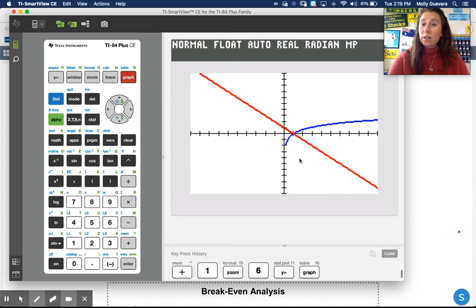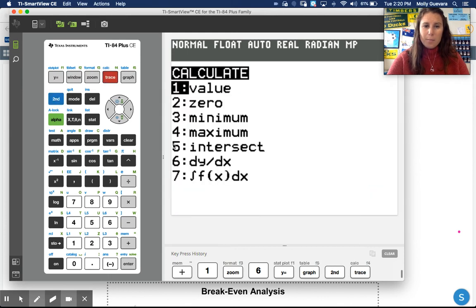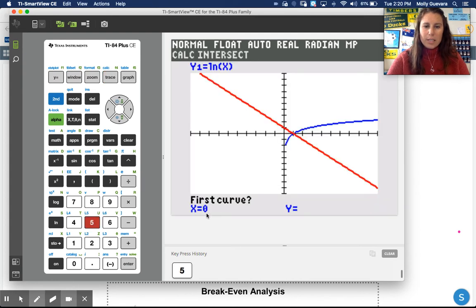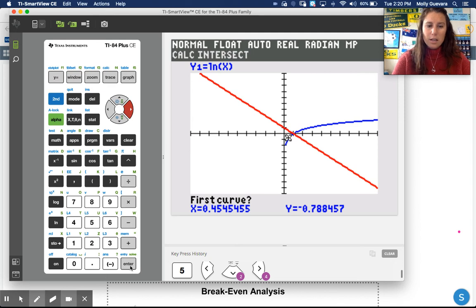Now from here, it looks like it crosses at 1, 0, but we can't always trust the graph. It could just be really, really close to 1, 0 or whatever. So we're going to find out using our calculator. So we go second trace or second calc, and then number 5 is intersect. So I hit number 5. Then it says, is this the first curve? If you have a color calculator, you can go by color. Is the blue one the first one that you want to use? If you don't have a color calculator, just look up here. Is this the equation that I want? We say yes, it is. Yep, that looks good, and I hit enter.